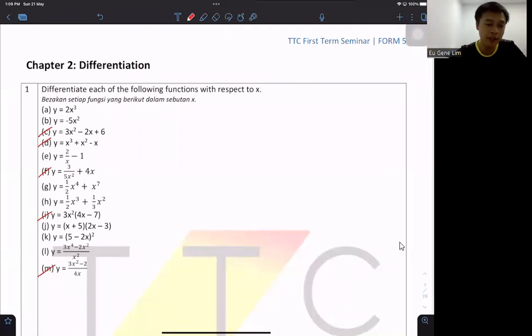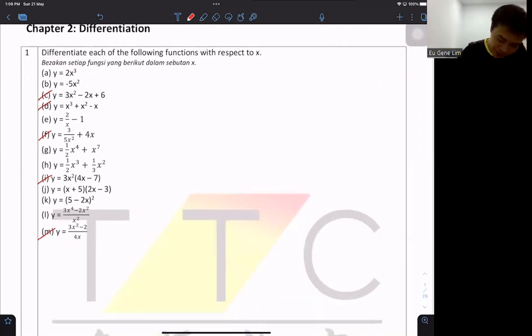Okay, now let's start. Today we are going to do differentiation. First of all, do you know how to differentiate? Your school teacher taught you already, right? How to differentiate, how to find dy/dx.